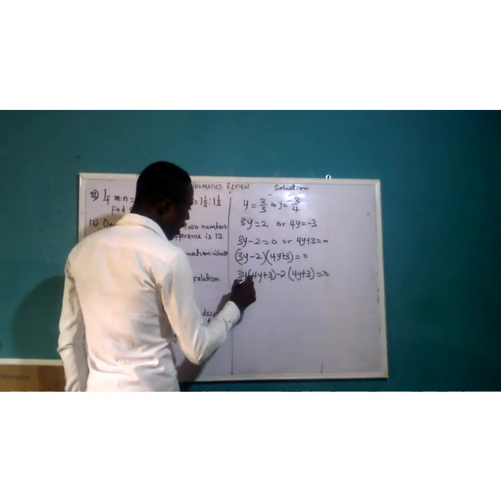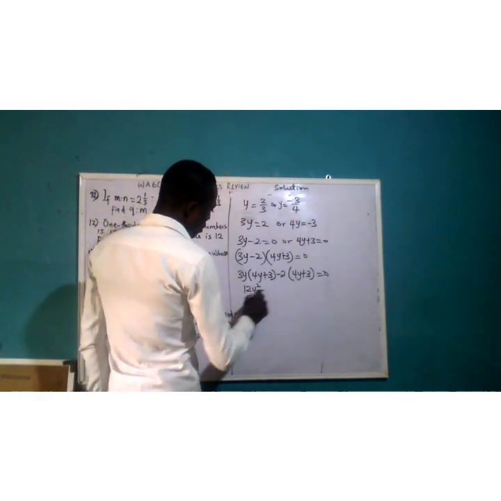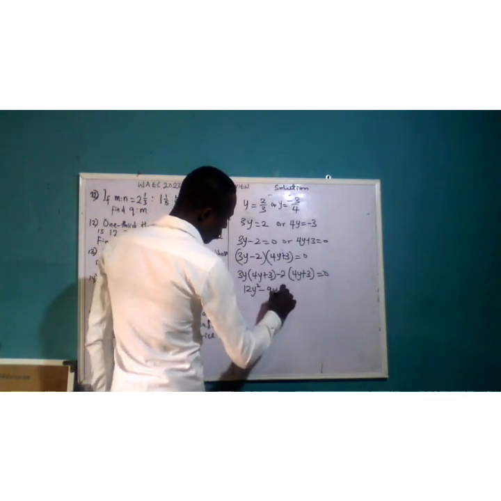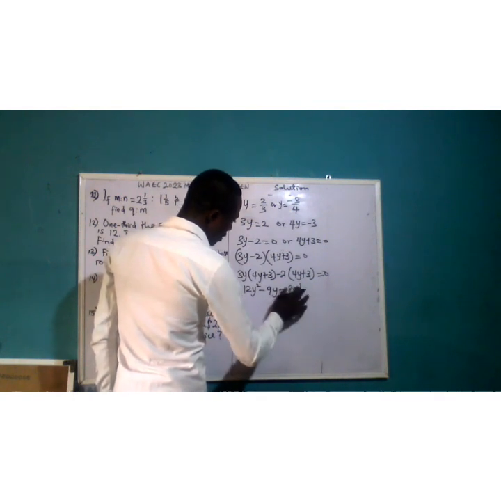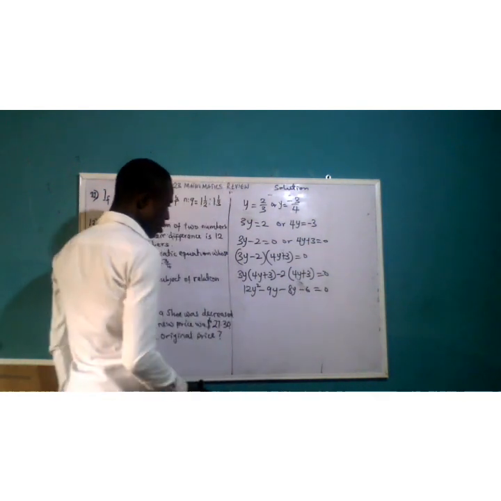So you have 3y times 4y, that gives you 12y squared. 3y times 3, that gives you 9y. Then you have minus 2 times 4y, that gives you minus 8y. Minus 2 times 3, that gives you negative 6. Everything equal to 0. Okay?